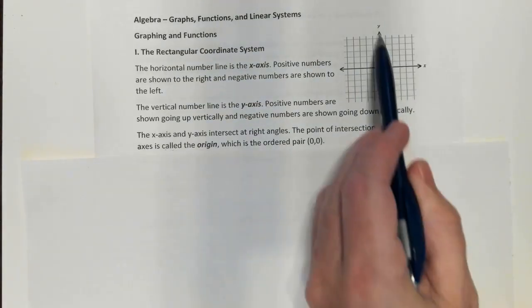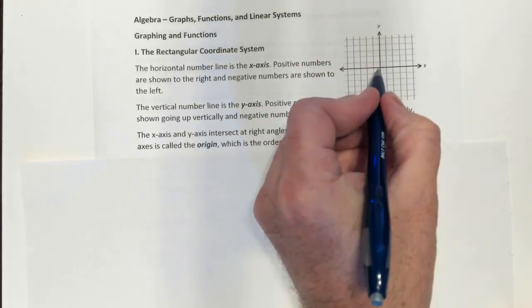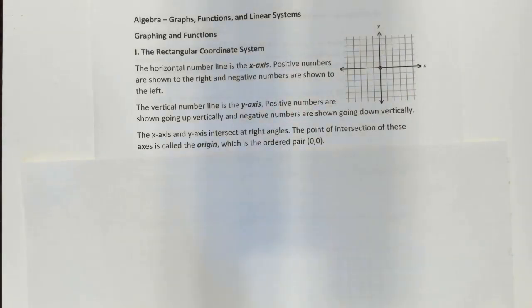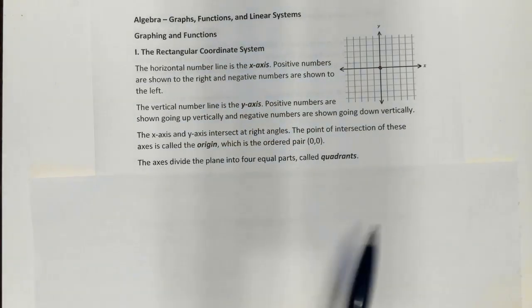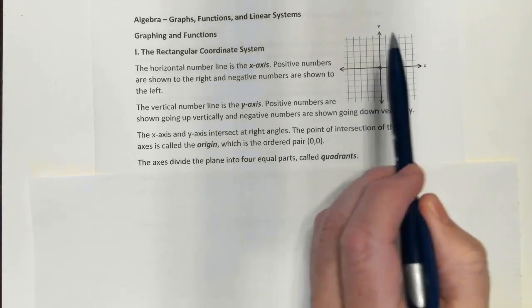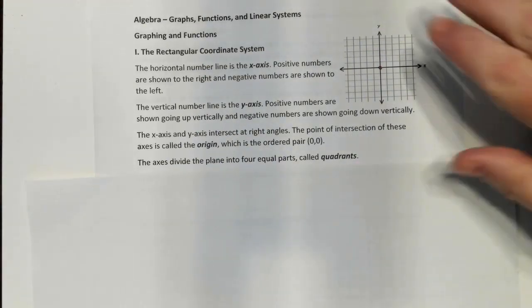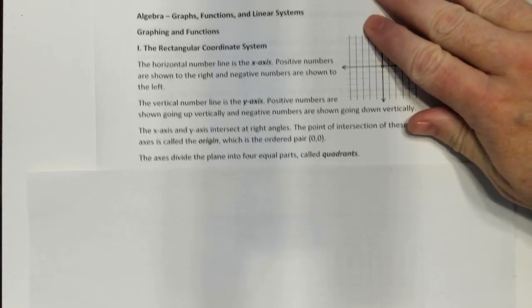So these are going to intersect at right angles. This point where they both intersect is called the origin, which is (0, 0). And this creates 4 quadrants. Generally, they're labeled or numbered 1, 2, 3, 4. I don't think that shows up much in the homework, so I won't worry about that.